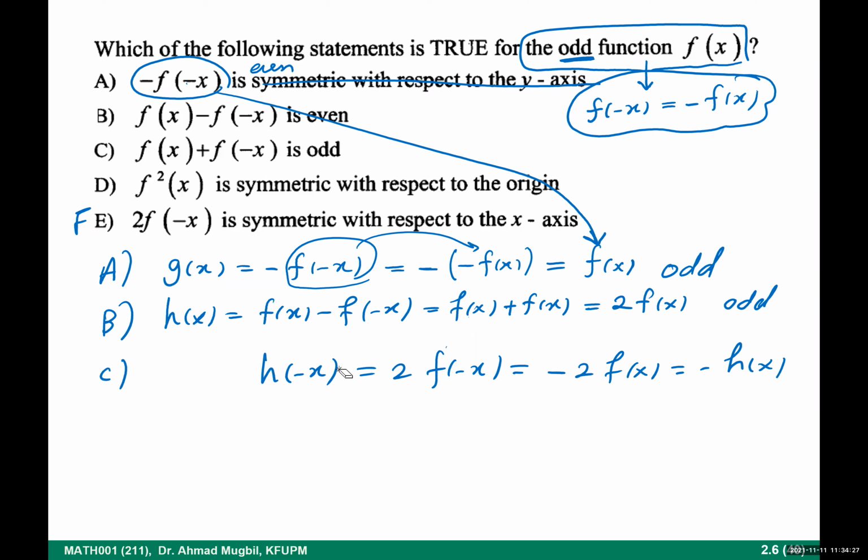Now I want to know how you know. How did you know, Ya Abdulaziz, for example? How did you know that it is odd?